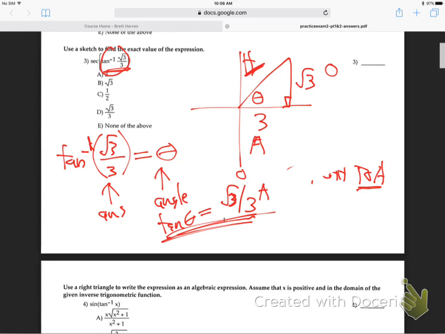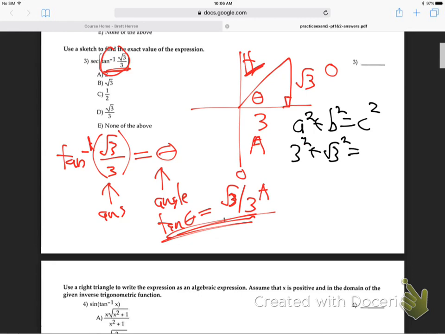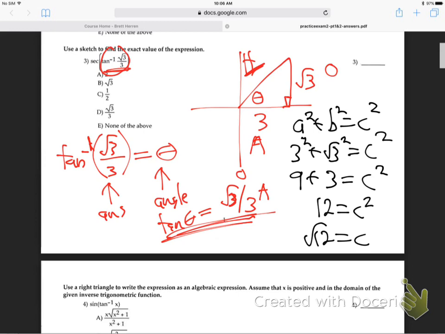Now that we've got that part done, let's find the hypotenuse. You know the Pythagorean theorem: a squared plus b squared is c squared. So 3 squared plus root 3 squared is c squared. Good to there? So 3 squared is 9. Root 3 squared is plain 3. And that's c squared. That's 12 is c squared. And then root it. C is the root of 12, or you can simplify that: 4 times 3, the root of 4 is 2, so 2 root 3.